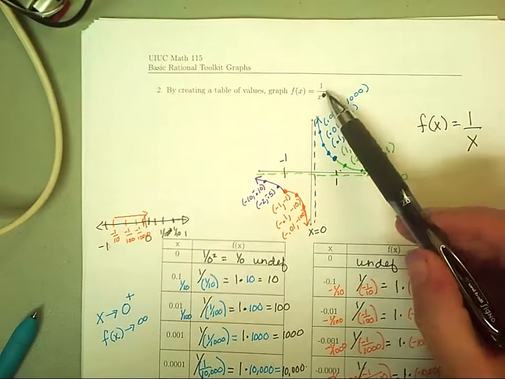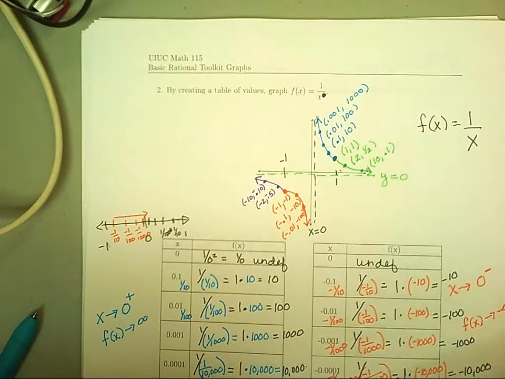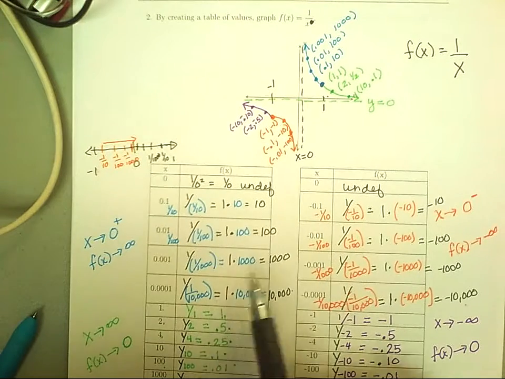We also on that worksheet had 1 over x squared. So you'll find different things will be occurring in that graph, but it's a basic shape.